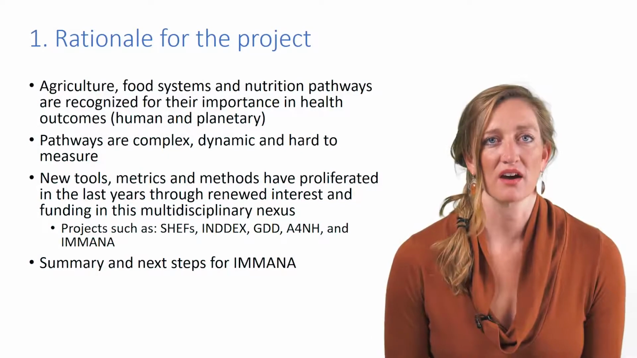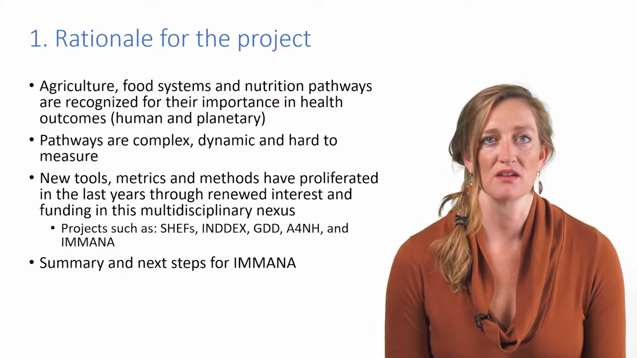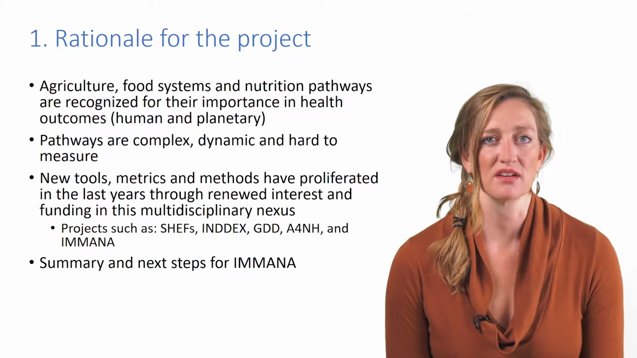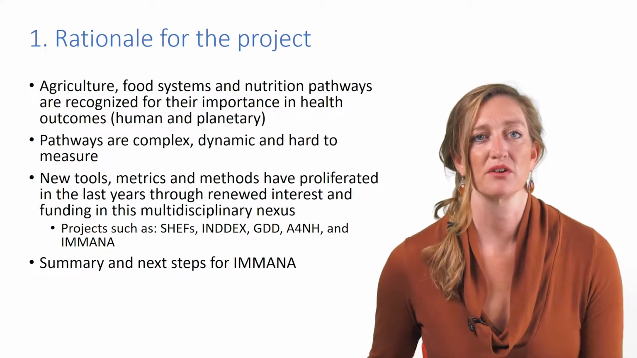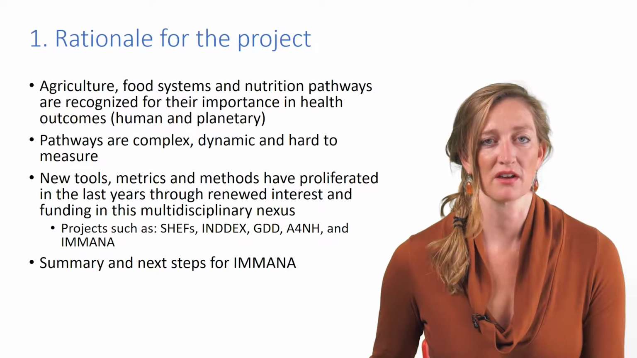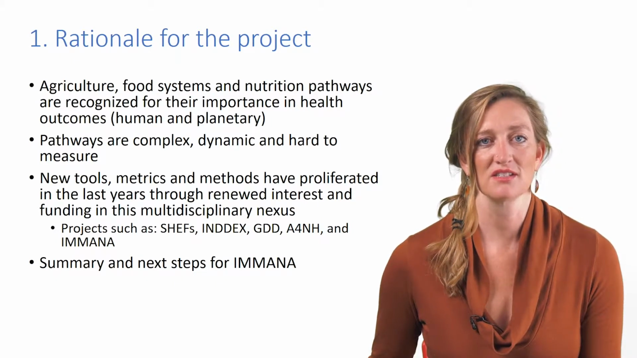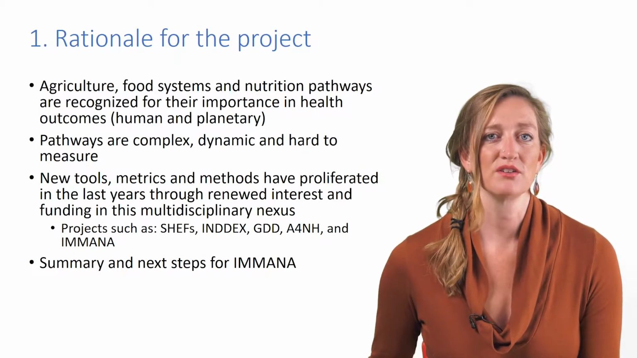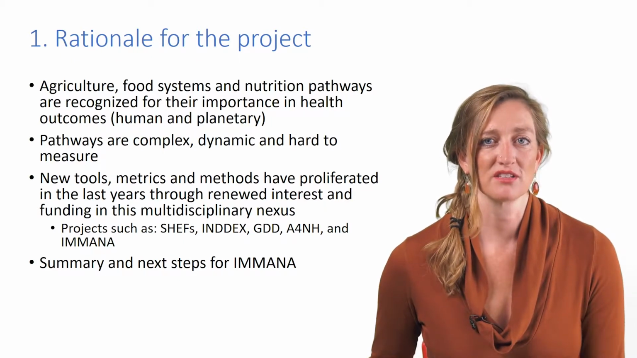So as we know, agriculture, food systems, and nutrition pathways are very complex and dynamic. They're hard to measure, and in the last decade especially, after the food price crisis of 2007 and 2008, there was a proliferation of new metrics and methods and tools that have been developed, particularly because of investments in this space. So we wanted to summarize these different innovations and then also use that summary to shape the next steps for IMMANA and also this particular research nexus as a whole.